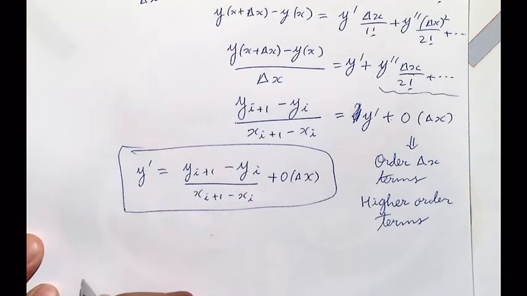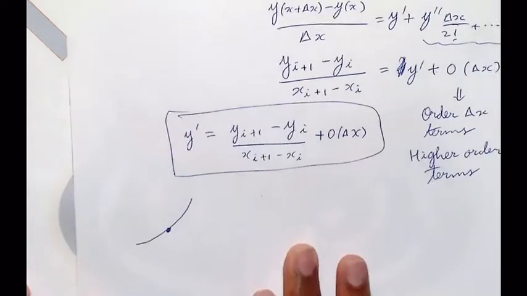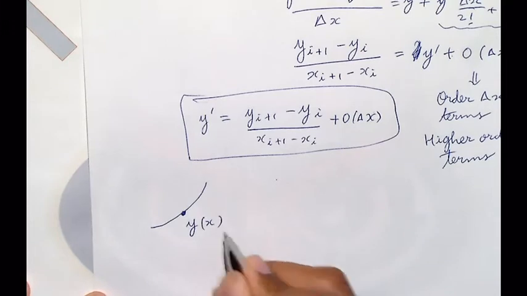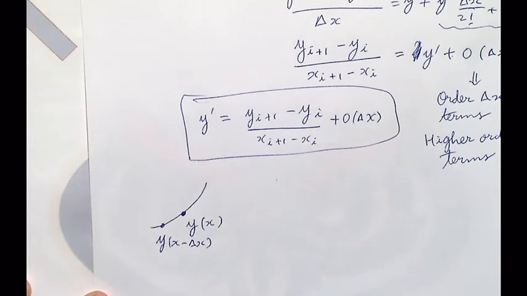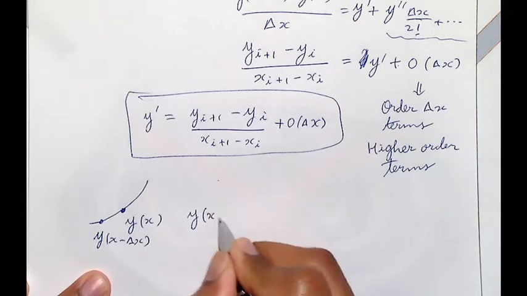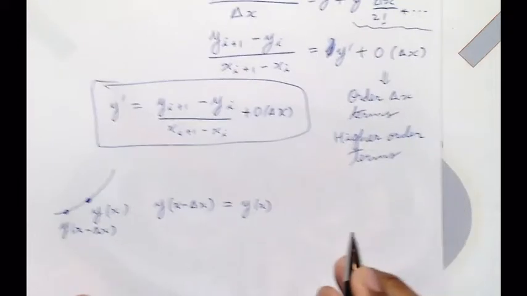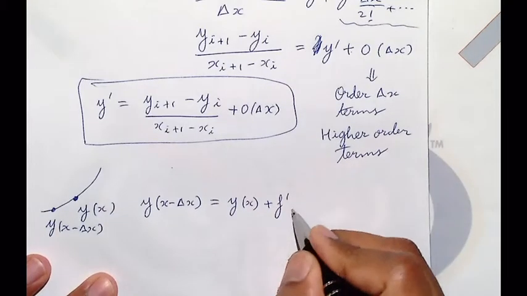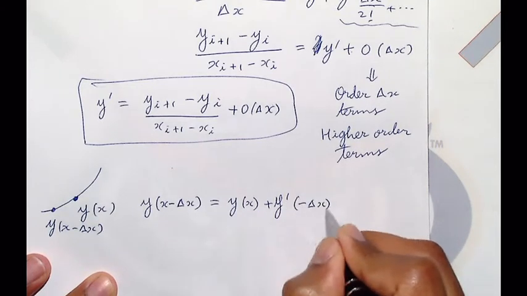Instead of going to plus delta x, as we did here, so we went from y of x to y of x plus delta x. Now we can go the other way and go from y of x to y of x minus delta x. Okay? And we'll do exactly the same thing again. So what is the series expansion of y of x minus delta x? It's basically y of x plus y prime, this time minus delta x over 1 factorial.